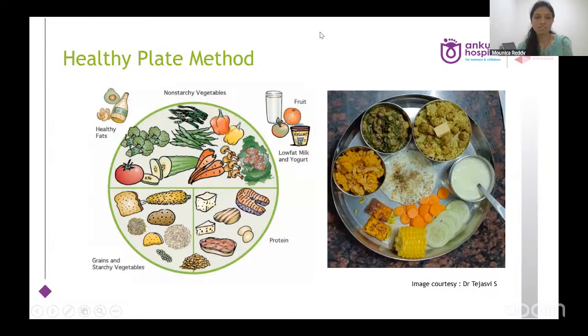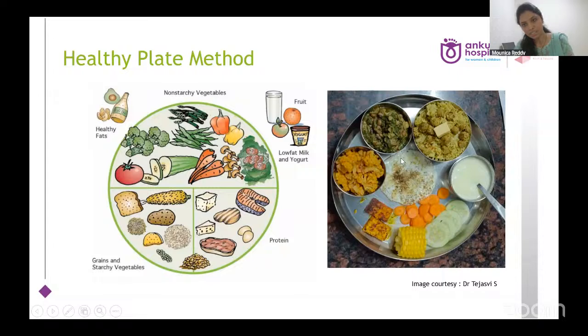So if you can see, this is the healthy plate method. I think this is a very nice way to explain to the child and the family. This is our regular 9-inch plate, which can be divided into 4 parts. Only 1/4 of the plate includes the grains and starchy vegetables. Another 1/4 of the plate should have a good source of protein, and half of the plate should be filled with vegetables, with a good amount of healthy fats and dairy products, low fat milk and yogurts.